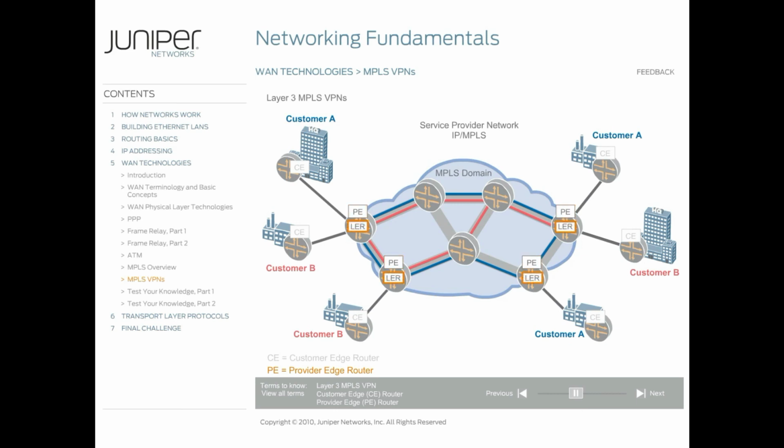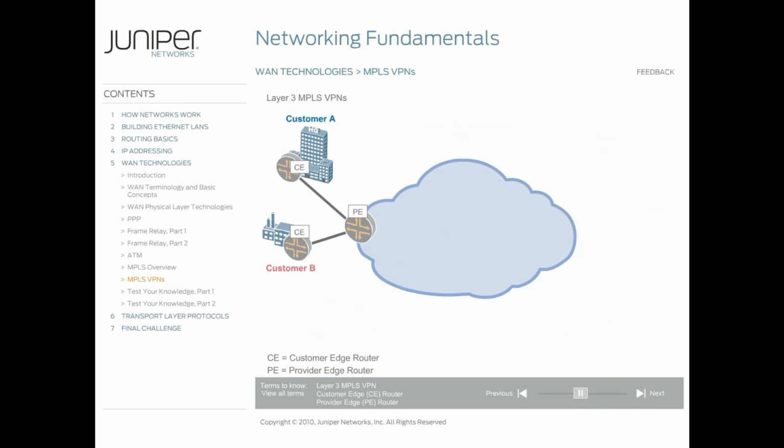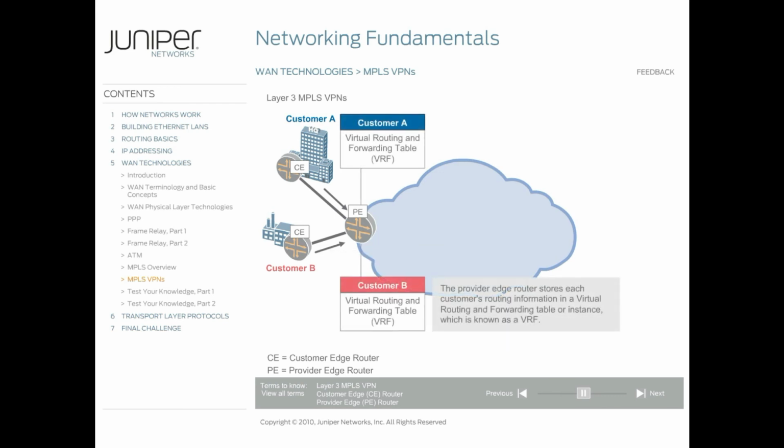Provider edge routers are a type of label edge router and must provide completely private and secure connectivity within a VPN. At a high level, the provider edge router accomplishes this task by building an LSP between other provider edge routers for each customer location. But provider edge routers do more than assign labels. The provider edge routers also exchange routing information with customer edge routers. The provider edge router stores the customer's routing information in a virtual routing and forwarding table, or instance, which is known as a VRF. VRFs are specific to a customer or VPN and are not shared.